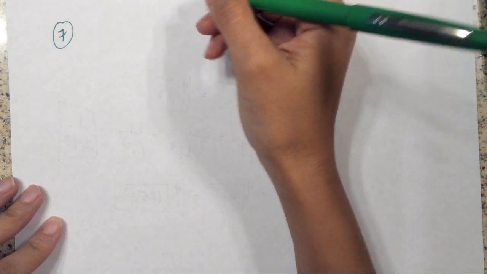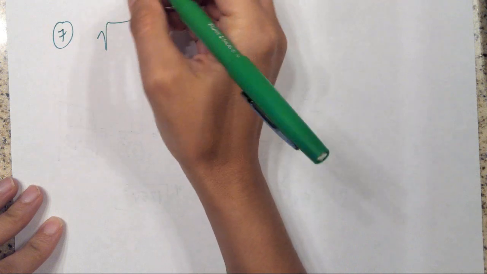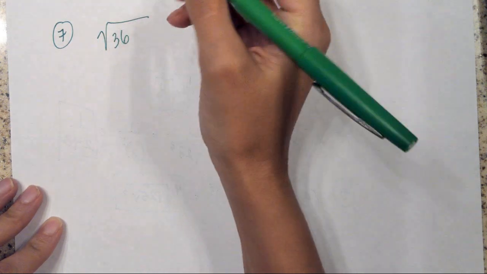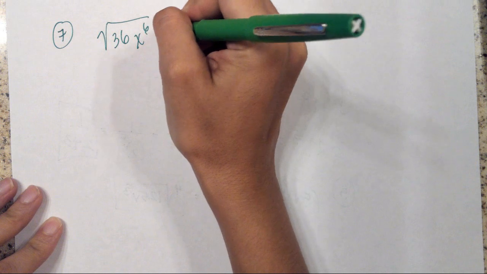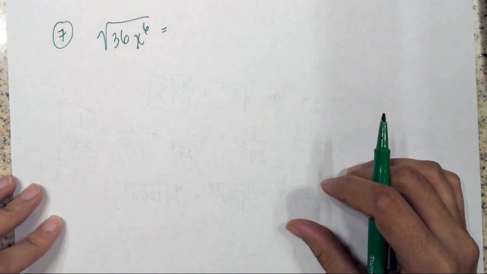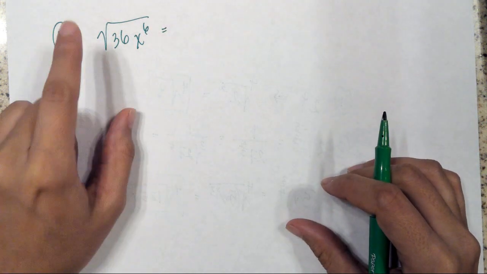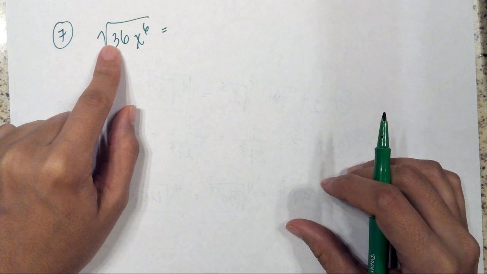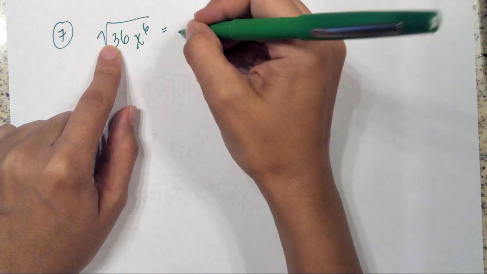Number 7 says you have the cube root, or not the cube root, the square root of 36, x to the 6th. So for this one, I'm going to ask myself, what is the square root of 36? What times what is 36? And the answer is 6.